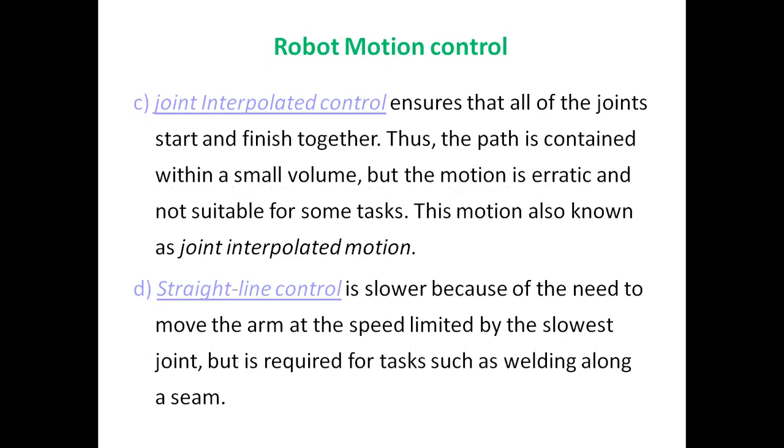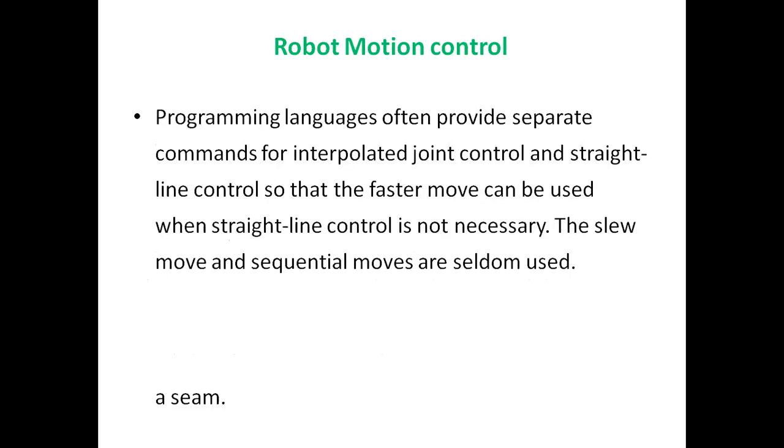The next one is joint interpolated control, which ensures that all of the joints start and finish together. The path is confined within a small volume, but the motion is erratic and not suitable for some tasks. This motion is also known as joint interpolated motion. Straight line control will be slower because of the need to move the arm at the speed limited by the slowest joint. But it is required for tasks such as sliding along a line.